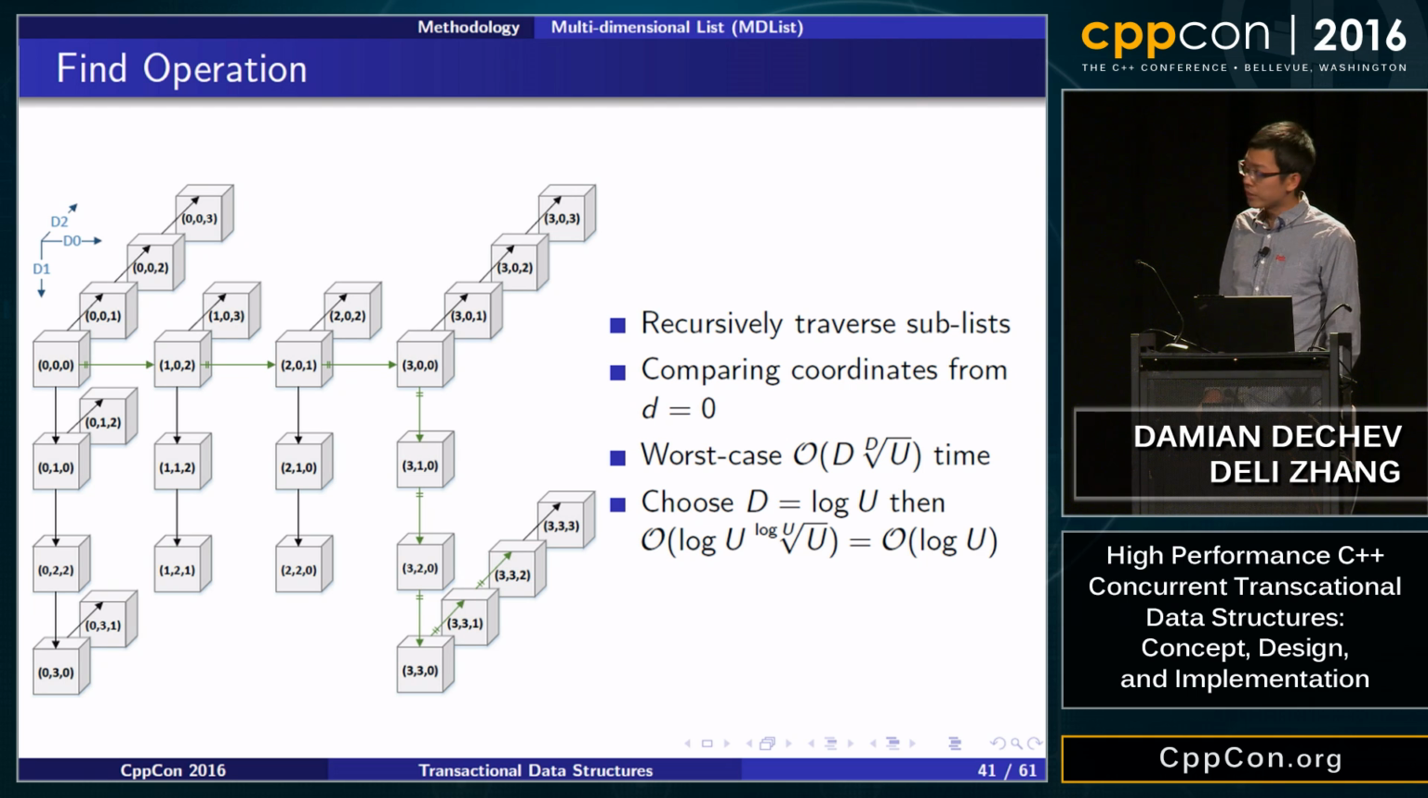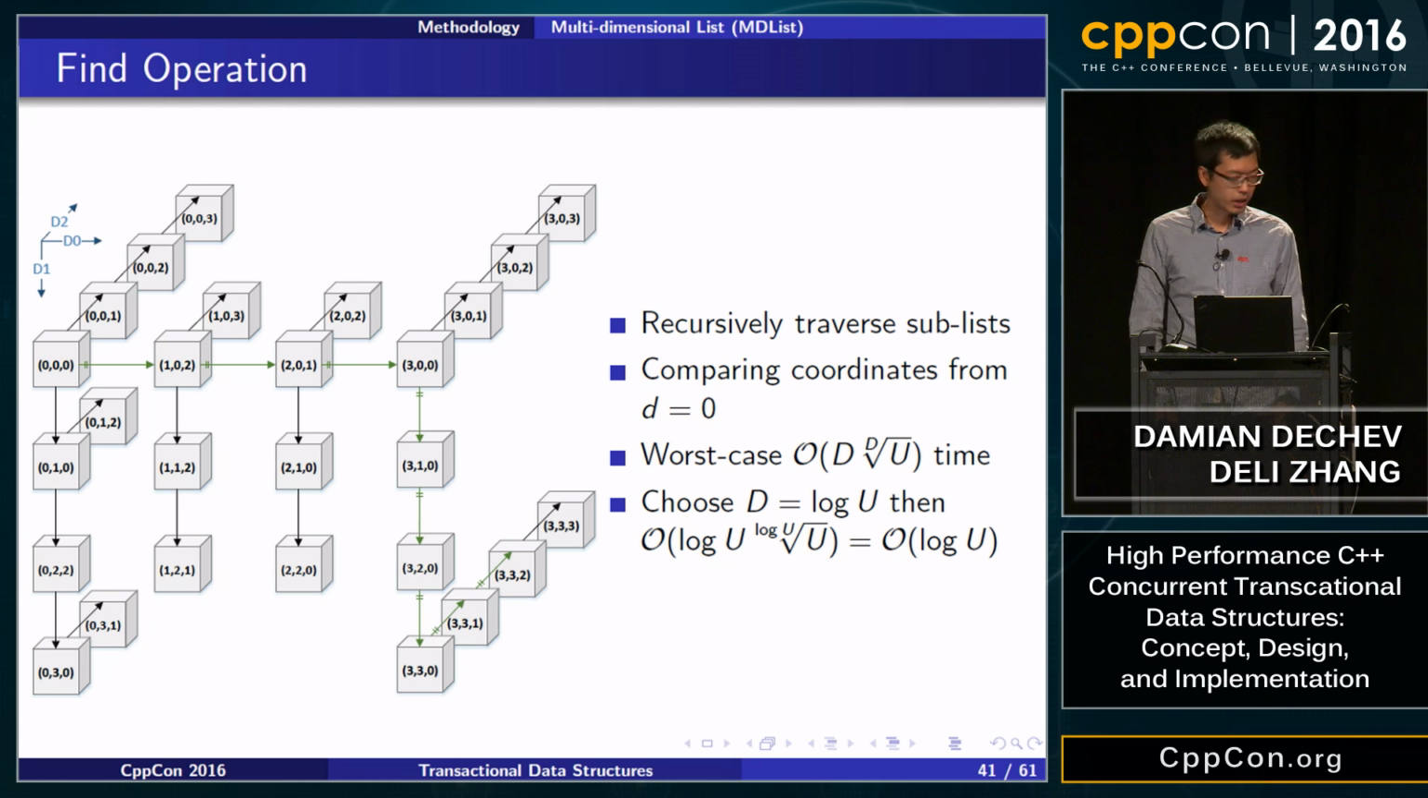Now, the worst case search time in this case is bounded by the total number of dimensions multiplied by the maximum number of keys on each dimension. If we choose the dimensionality of this data structure to be a logarithm of the key space U, then we can obtain logarithmic search time for the worst case.